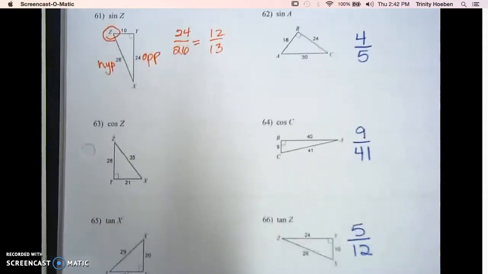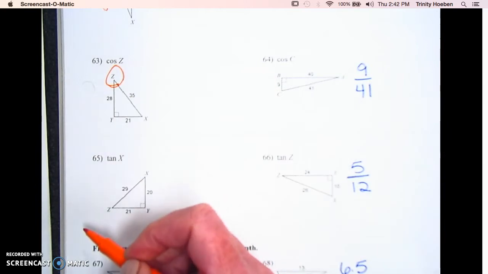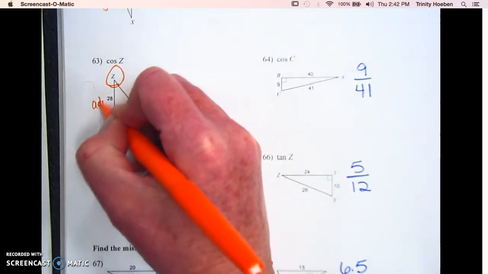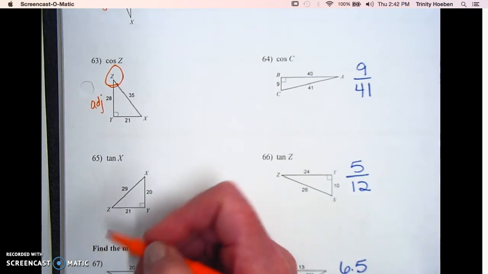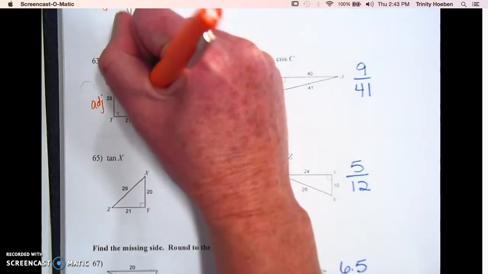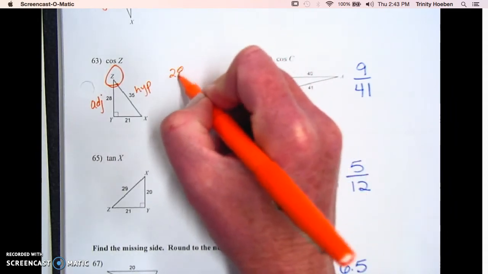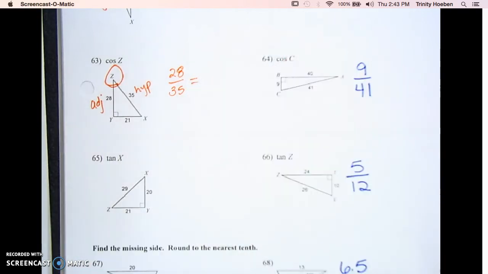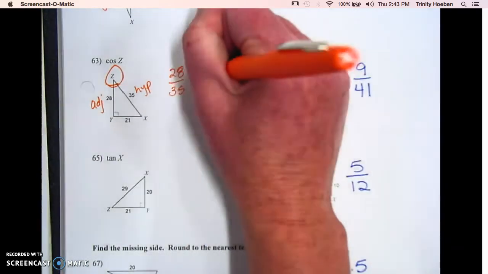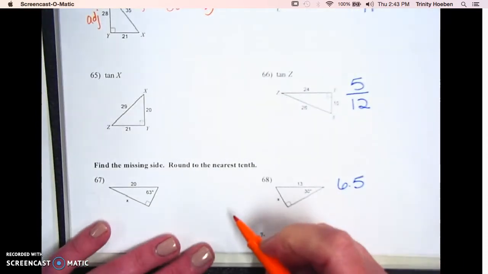Number 63 is the cosine of z. So from angle z, we want the adjacent. So I'm going to label 28 adjacent over the hypotenuse. So I'm going to label 35 the hypotenuse, and I'm going to write that ratio, 28 to 35. And then I'm just going to reduce it. Those are both divisible by 7. So this is 4/5.